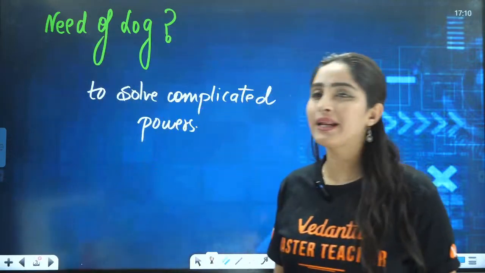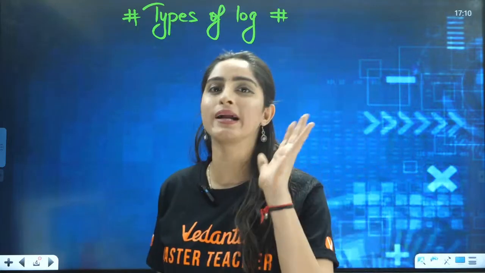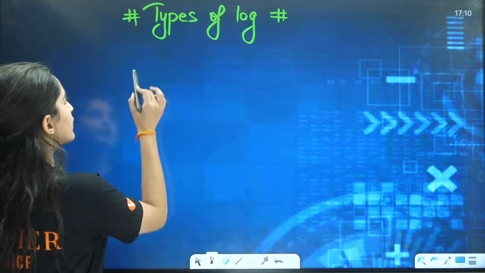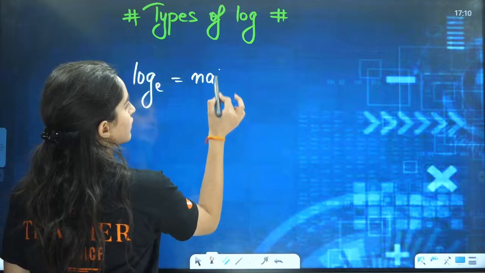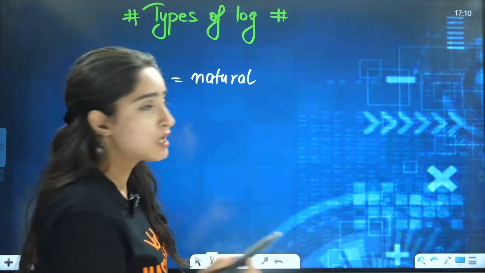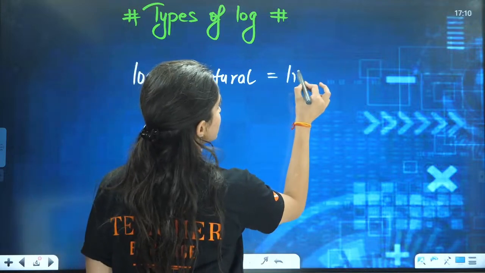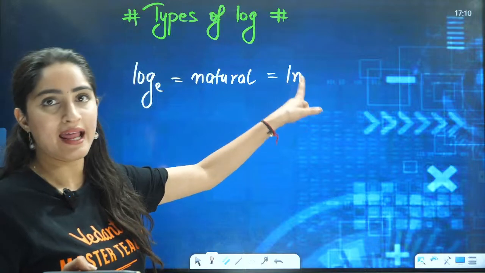Now, how many types of log do we have? Basically, we have so many types of log. You have log base e, that is called natural log. What is e? e is the exponential, right? This is called natural log, and natural log is represented as ln.